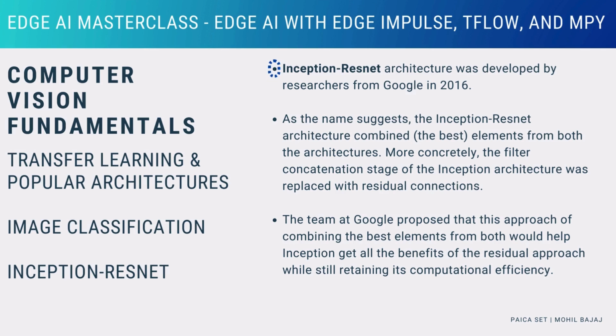Inception-ResNet architecture was developed by researchers at Google in 2016. As the name suggests, this architecture combined the best elements from both the Inception and the ResNet architectures. More concretely, the filter concatenation stage of the Inception architecture was replaced with residual connections. The team at Google proposed that this approach of combining the best elements from both would help Inception get all the benefits of the residual approach, while still retaining its computational efficiency.